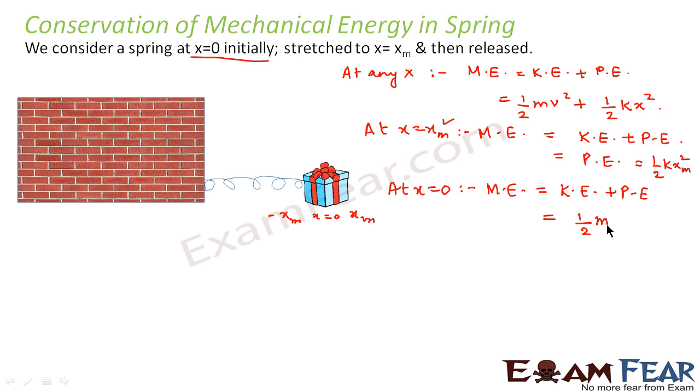And the kinetic energy is half mv square. Potential energy is 0 because potential energy is half kx square and x is 0. So potential energy is 0. So that means at this point it is half mv square.